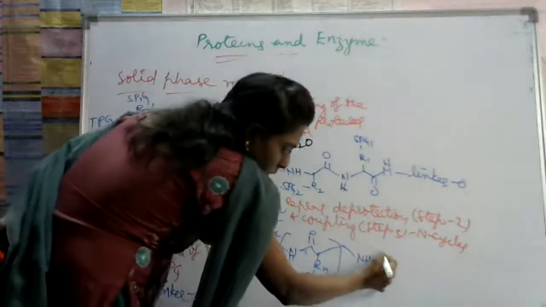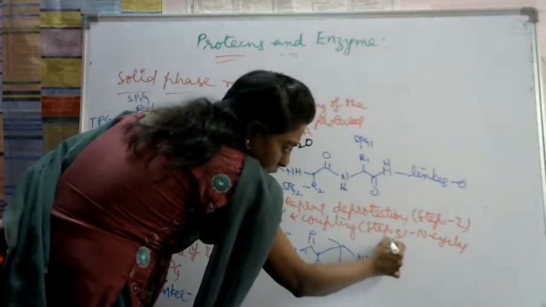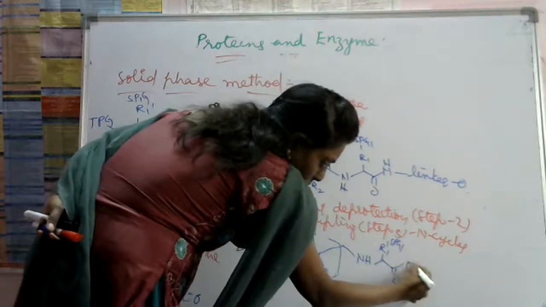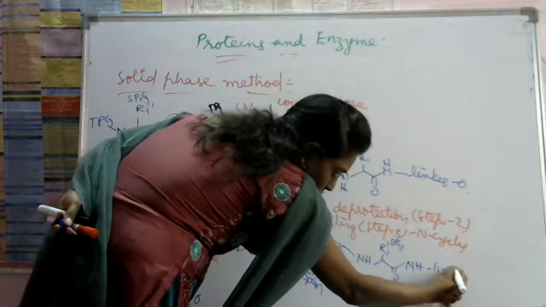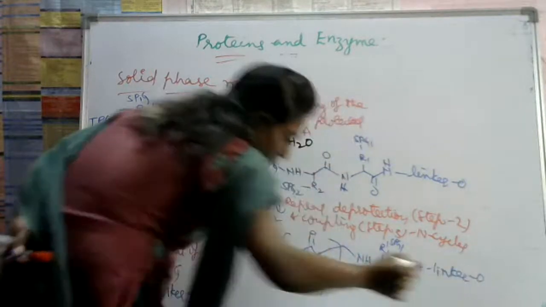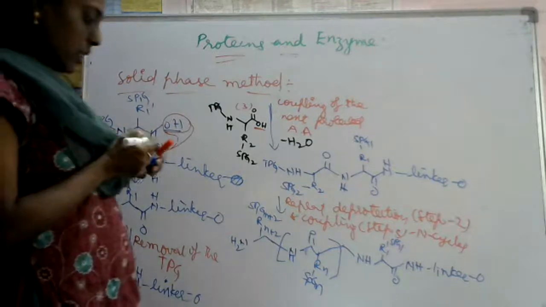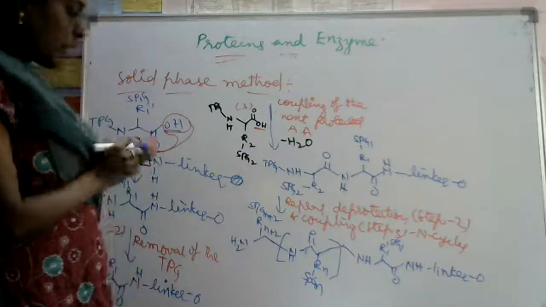NH, R1, SPG1. Next, double bond NH, which is attached to the linker. Okay, linker.